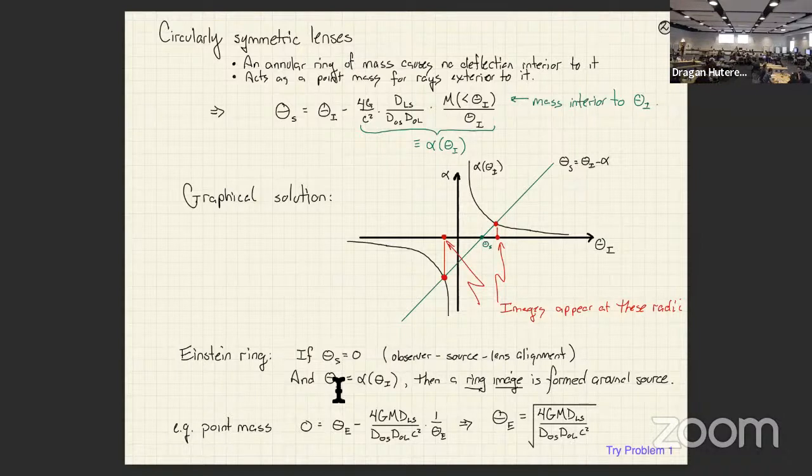See if I can get this to work. Document camera. Maybe I can't get it to work. I have to turn it on or something. That'll help. There we go. Okay. And I'm going to zoom out a little bit.